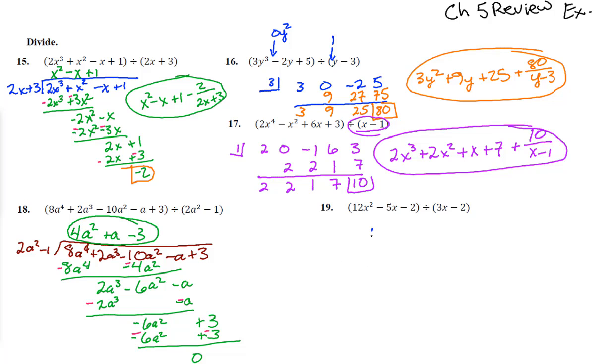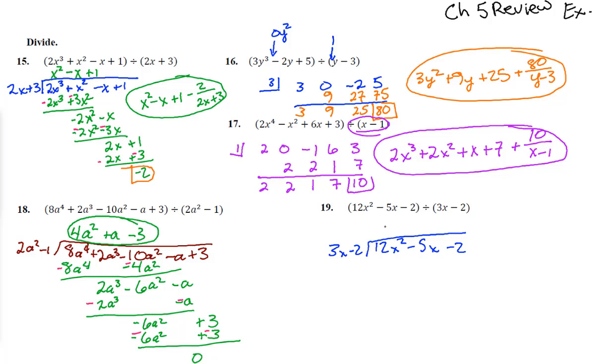We have 12x squared. Can we do synthetic division? Nope, we have a leading coefficient of 3, so we could not do it. Here we had a power of 2, so we couldn't do it. 12x squared minus 5x. Oh, I better give myself a little bit more room there. So 12x squared minus 5x minus 2, and 3x minus 2.